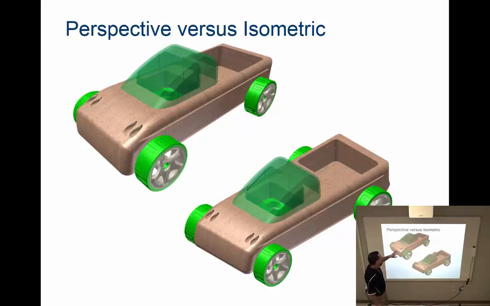So let's look at how similar a perspective versus an isometric is, and how to identify the differences between the two. How do I know which of these is perspective and which one is isometric? So I'm saying this is perspective and this is the isometric, but why? What's the difference between the two?